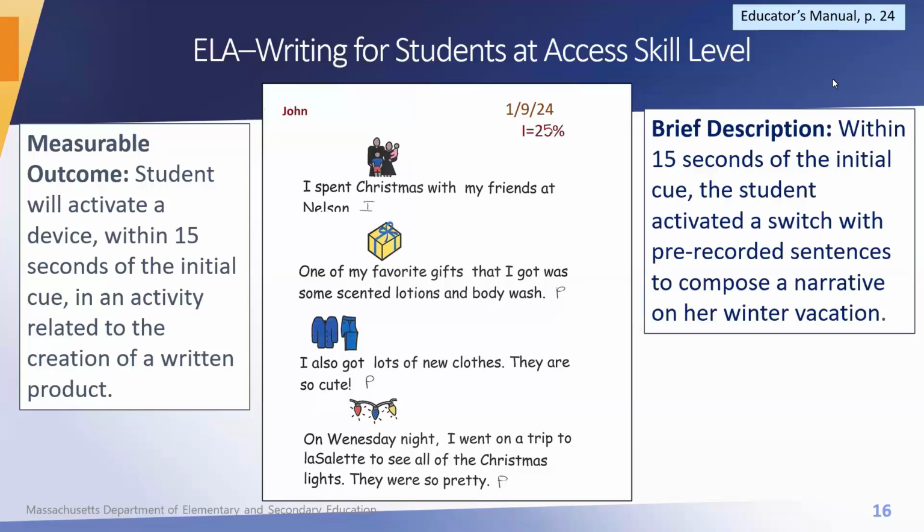So she was 25% independent, because there are only four lines that had to be done. She had to activate the switch 4 times. But this is the permanent product, what you see here with "I spent Christmas with my friends." The teacher or the para put together the recorded sentences and composed the narrative. What we were taking the independence on was her participation, or his participation, in the creation of this. Okay.